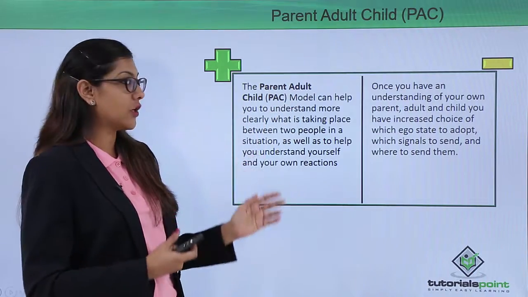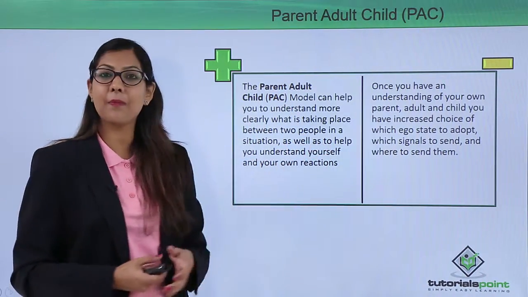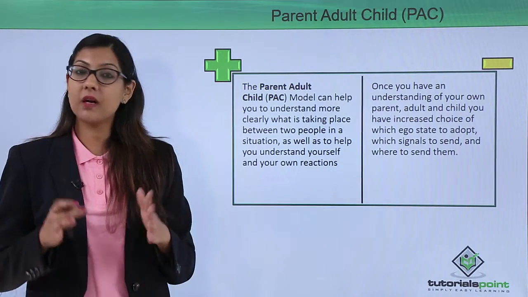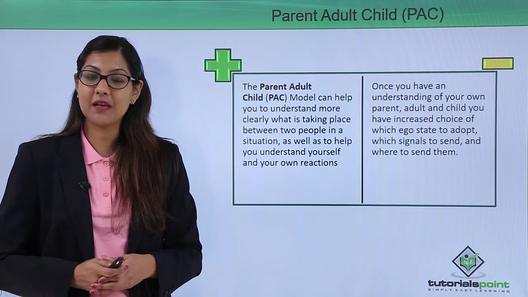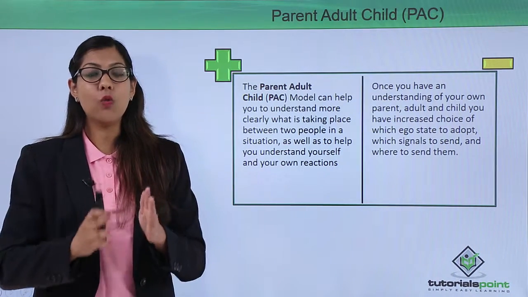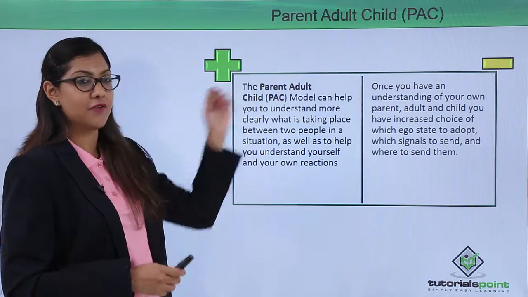Once you have an understanding of your own parent, adult and child state, you have an increased choice of which ego state to adopt, which signal to send and where to send them. So you as an individual become so aware of your ego state, which is dominant at that point of time, that you know exactly what to do and where to do and how to do it. And that is because of the PAC model.